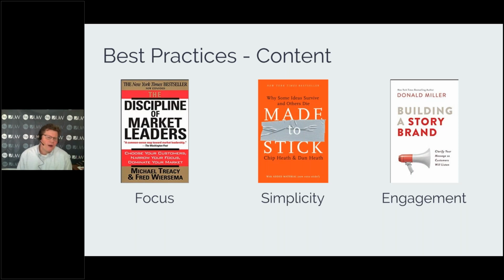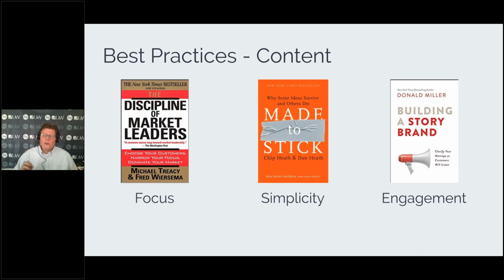The first one, Discipline of Market Leaders, I think was in the 90s, and Building a Story Brand was just published, I believe, last year. But each one of these books talks about important concepts related to content, things where we see people making mistakes with content all the time.